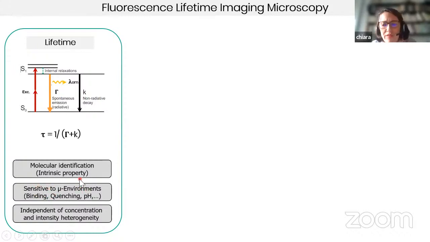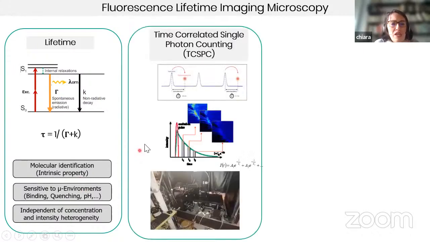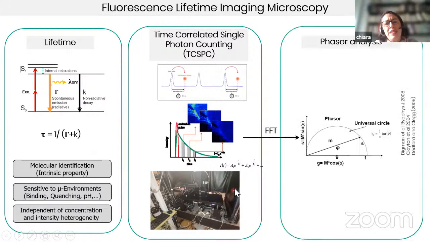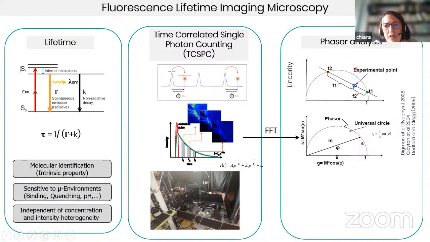I'm just going very quickly here because I know you had very extensive lectures. I just want to say that most of the data that we're presenting today are acquired with time-correlated single photon counting, so in the time domain. Then we measure the fluorescence decay in every pixel of the image. These are pictures of one of the custom-made microscopes that we have for FLIM. And we are performing analysis with phasor analysis, which is fit-free and assumption-free.